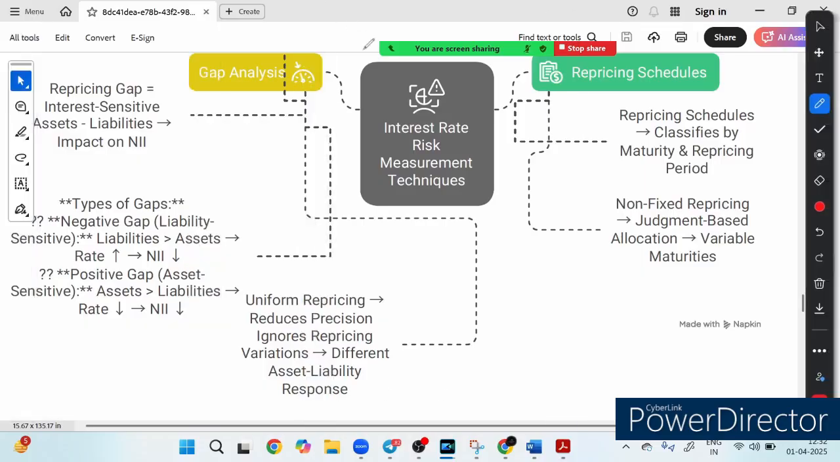Yeah, now I hope it is visible. Now when I say negative gap, it means liability sensitive, right? So it happens when liability is greater than asset. Suppose liability exceeds asset, this is called negative gap, right? And there is something called positive gap. A positive gap happens when asset sensitive, when asset is larger than liability, right?